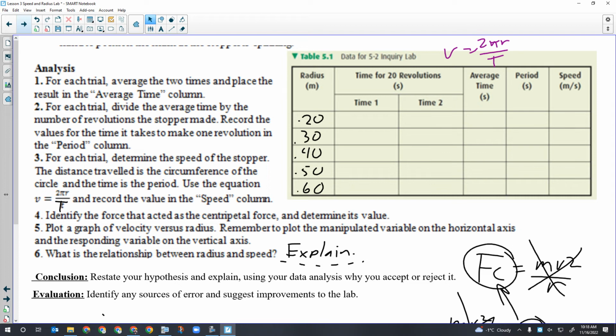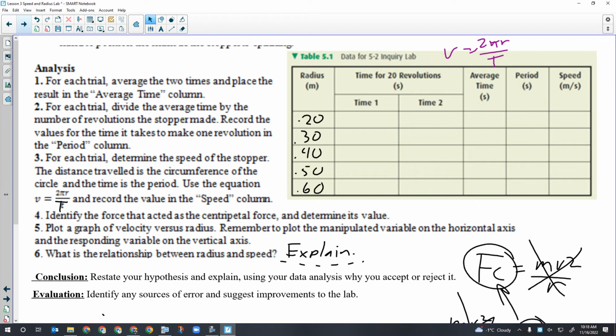Now, what should be the trend as we get a bigger radius? The velocity should go up. So that's what we should see. For much of the analysis, all you're doing is filling in the chart. A lot of your analysis is just filling in the chart.